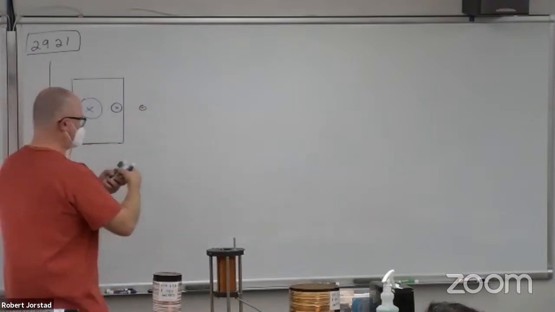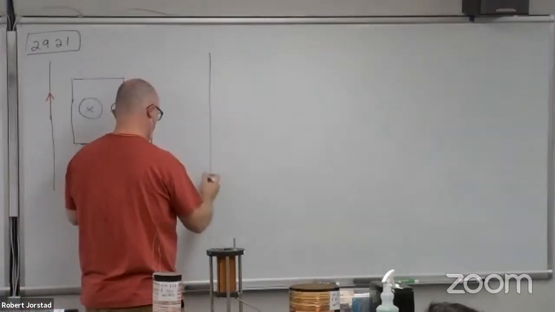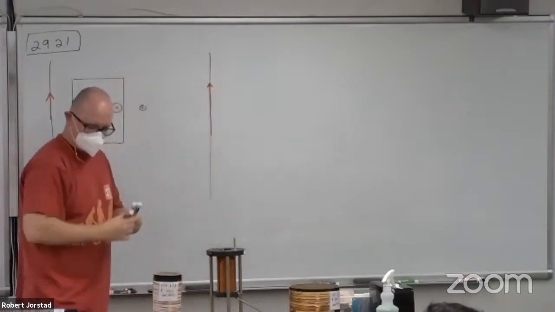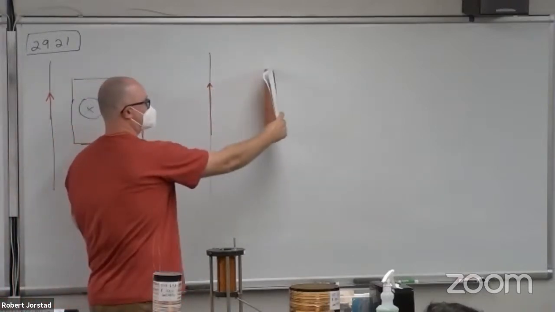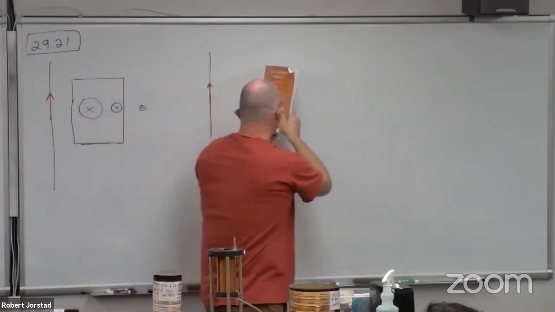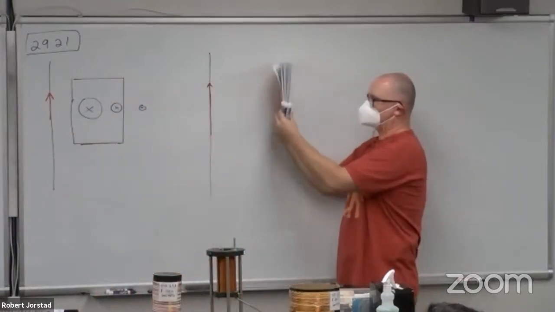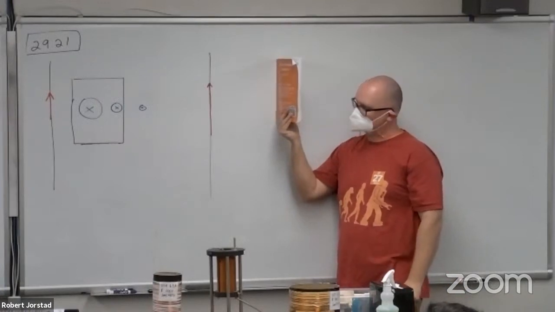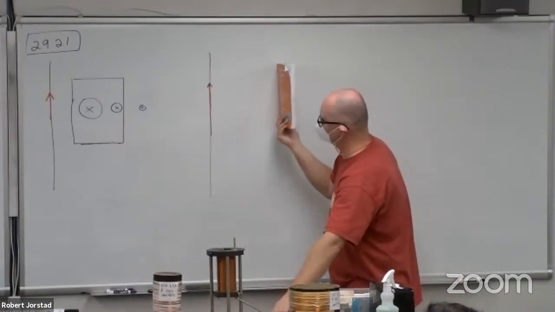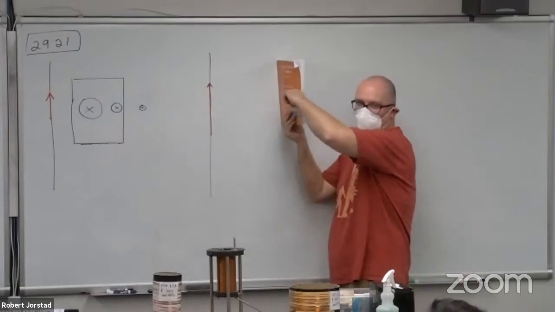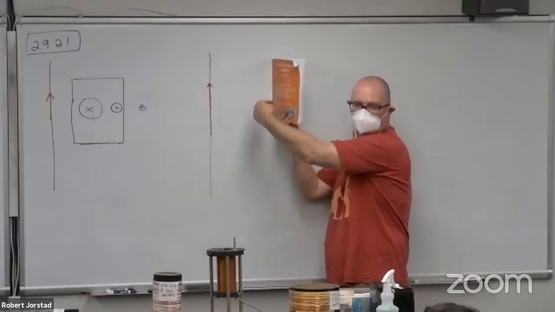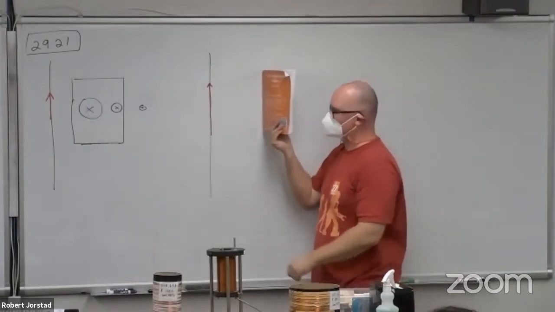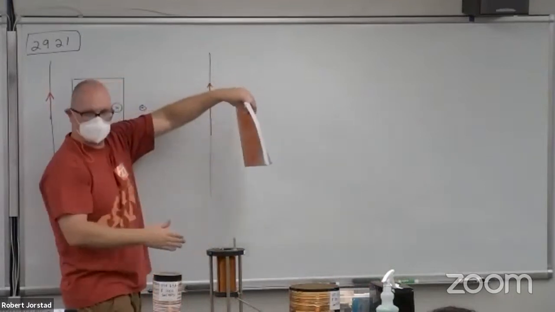What if I do this scenario? What if I turn the book this way? See what I'm saying? If I turn it this way, am I going to get more or less flux? A lot less. Think about it. The B field right here is going parallel. How much of it is going through the book? Almost none.